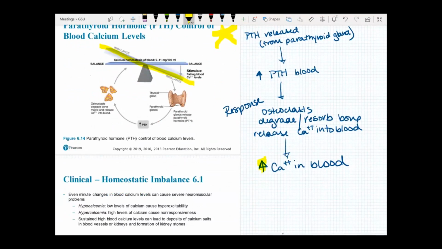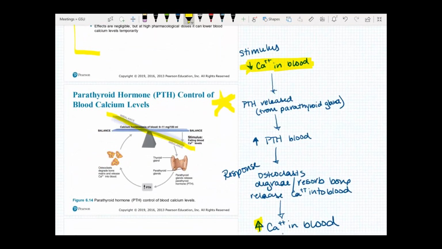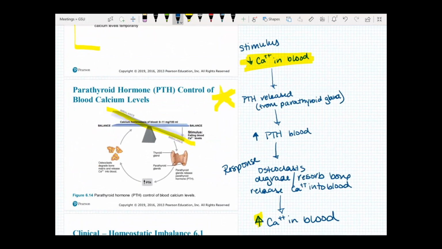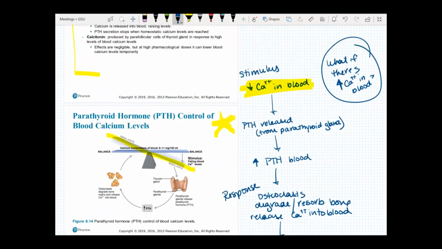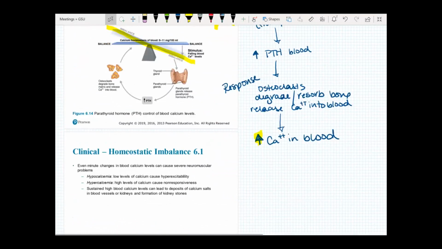What you need to know about this is a stimulus of decreased calcium in the blood. So that is the stimulus right there. What I want you to be able to do is this: what if there's an increase of calcium in the blood? What process happens there? This is what I want you guys to be able to do, because it's a negative feedback cycle, which means if the blood levels go down, they can also go up. But what happens if we have too high of calcium levels? Then you have to go through a process and be able to figure that out. So go through and look at that, because that's going to be helpful information for you to know.